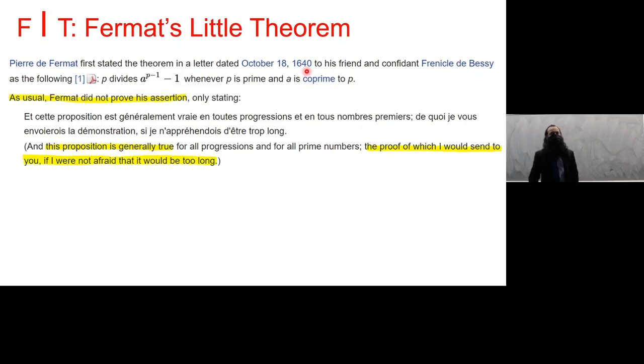Oh, this must be harder, isn't it? Okay, he wrote this to his friend, Frenicle de Bessy. And as usual, Fermat did not prove his assertion. And this is a quote now: this proposition is generally true for all progressions and all prime numbers, the proof of which I would send to you if I were not afraid it would be too long. So he's like, I would send it to you if it wasn't so long.